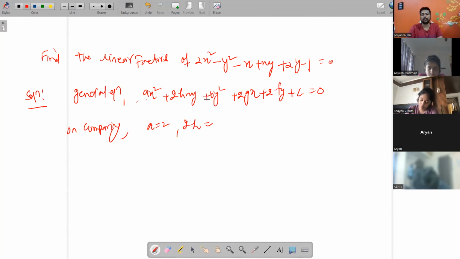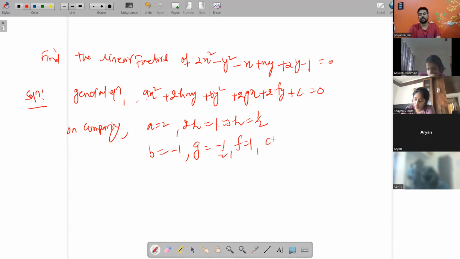And 2h is the coefficient of xy. What is the coefficient of xy here? That is 1. So 2h is 1, so h is half. And b is the coefficient of y squared, which here is minus 1, so b is minus 1. And 2g is minus 1, so g is minus half. 2f is 2, so f is 1, and c is minus 1.